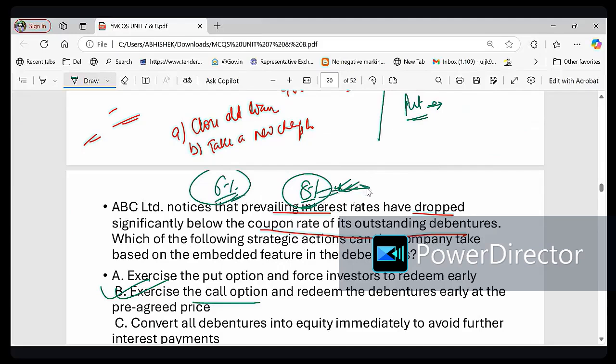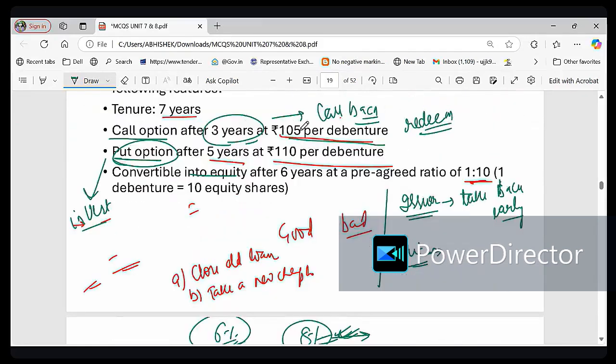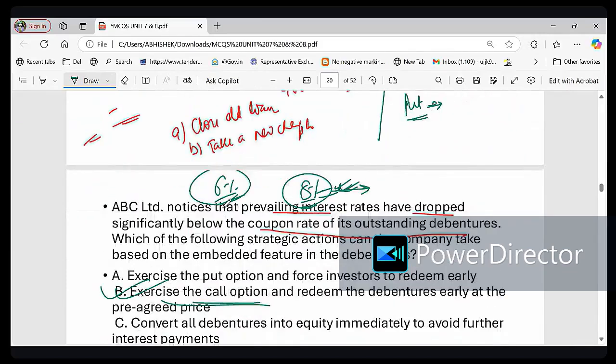So what will the company do? It will exercise the call option. It will tell the debenture holder, I am redeeming the debenture, I am repaying you, and I will repay all the debentures at the rate of 105 rupees, and I will reissue new debentures at a 6% interest rate, which is the market rate. So this is what the company will do.